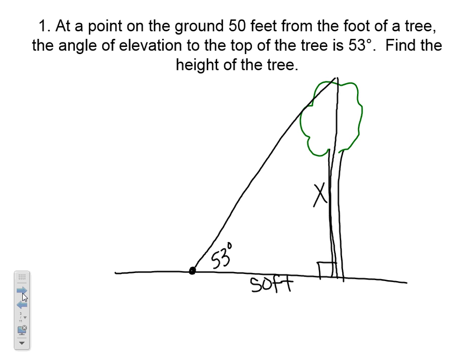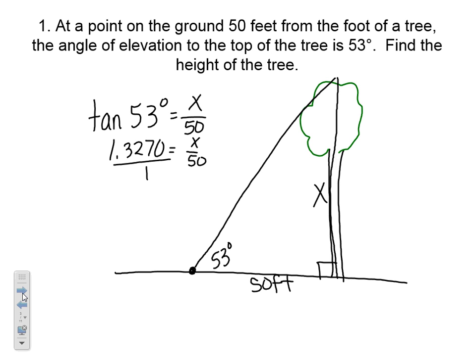So now looking where we're at the 53 degrees and what we're given, the x and the 50, we should be asking ourselves which ratio will we set up to solve this problem. If we're at the 53 degree angle, x is opposite me, 50 is adjacent to me, so we're going to set up the tangent. Tangent 53 degrees equals opposite over adjacent. So now we would go to our calculator and type in the tangent of 53 degrees. And that is 1.3270 equals x over 50. Place this over 1 and cross multiply.